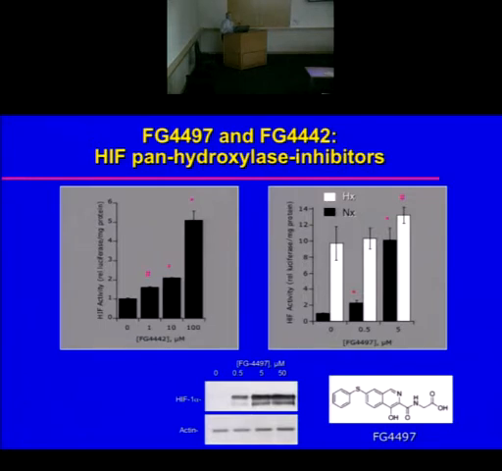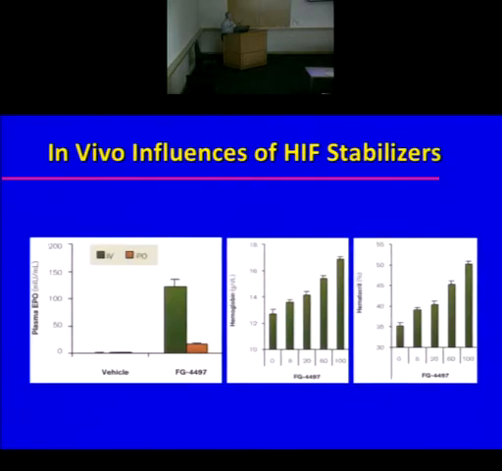So what do these do in vivo? Well, in vivo responses to these HIF stabilizers, you can see here that by giving either IV or oral FG4497, plasma EPO levels go up, hemoglobin goes up, and hematocrit goes up. So these are molecules that regulate EPO, obviously. EPO is one of the targets. It's actually a HIF2 target, but it's a very, very prominent target. HIF was originally discovered based on its regulation of EPO.